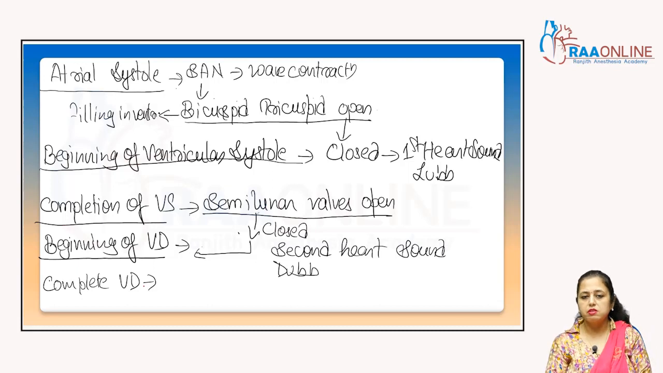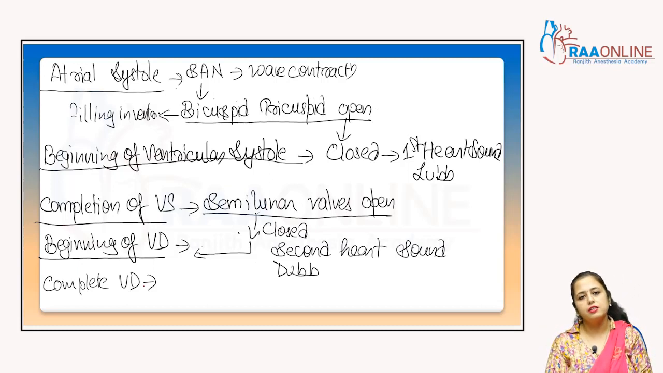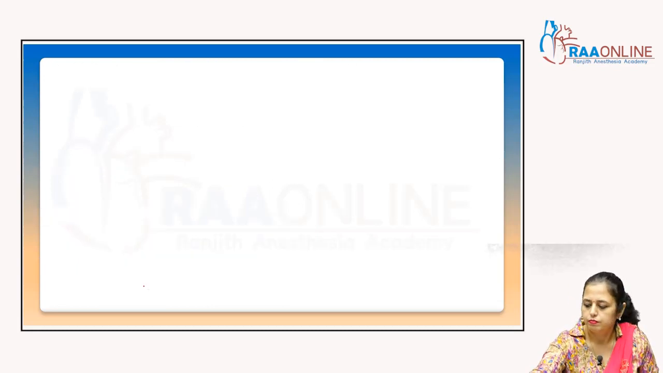So the bicuspid and tricuspid valves open due to the pressure gradient, and what will happen? The blood fills the ventricle through the atria. Clear? And again, this cycle occurs continuously. That's why it is called the cardiac cycle, right? So this is all about the cardiac cycle.